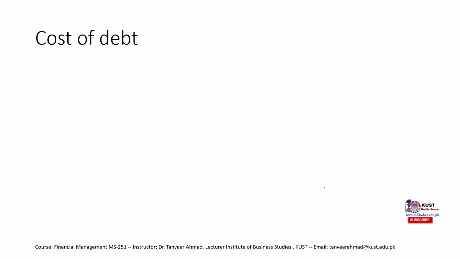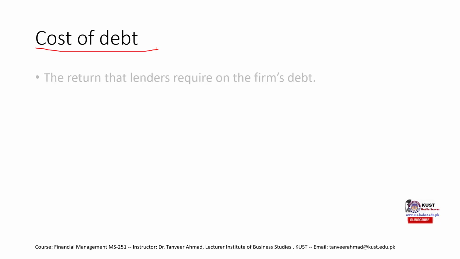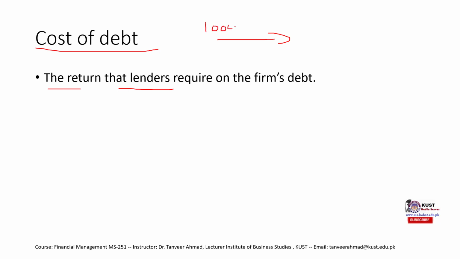Okay, so the first component was cost of equity. The second component is cost of debt. It is the return that is required by the lender. So let's say you lend 1 lakh rupees to a firm. Obviously, you would require some return, right? So this return becomes the cost for the company. It is a return on your investment for the lender, but for the borrower it is the cost of debt.